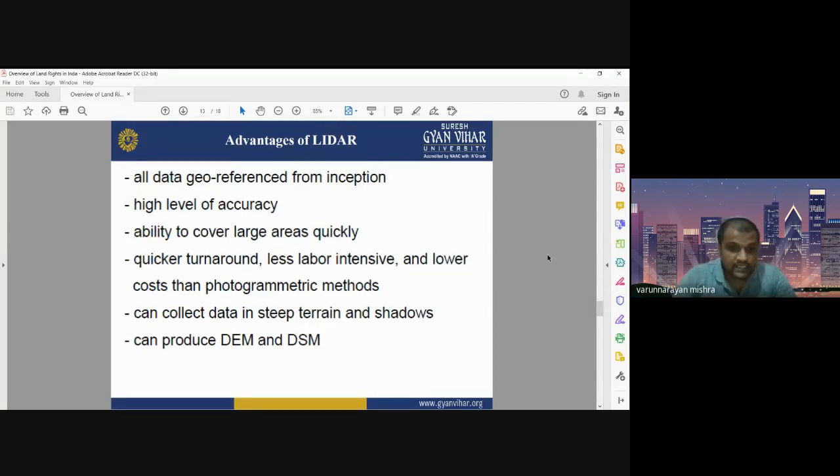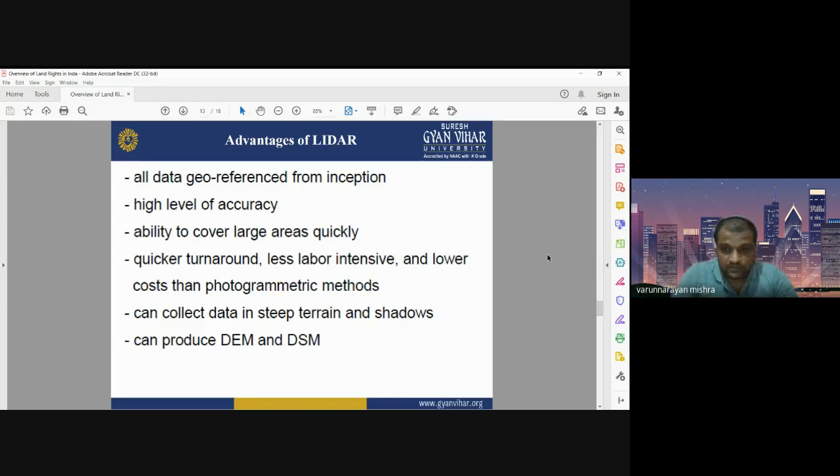It can collect data in steep terrain and shadows. In photogrammetry, we cannot capture data in such terrain, and it will give you shadow areas. But with lidar, we can easily survey terrain with mountains and avoid the shadows, because lidar has multiple returns and can scan the same area multiple times, so we will not have any kind of shadow. It can also produce high quality, highly accurate digital elevation models and digital surface models.